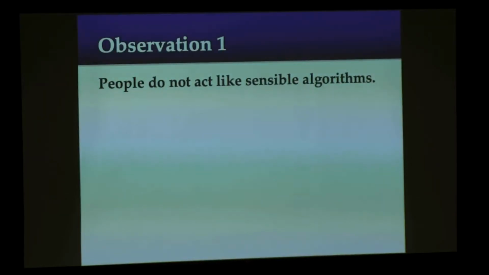The first observation that we have made in studying how people look at data is that people do not always act the way we would think a sensible algorithm acts. I'll just give you a quick example. We did a study, I think a couple of years ago, where we asked a bunch of astronomy graduate students to come in and look at a data set that they had never seen before. It was actually from Andreas's lab. It was a data set about galaxies.